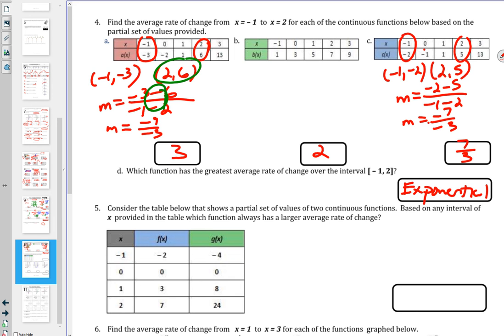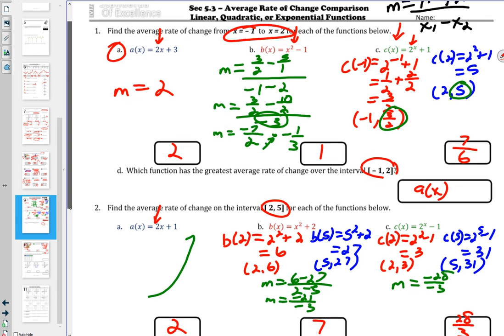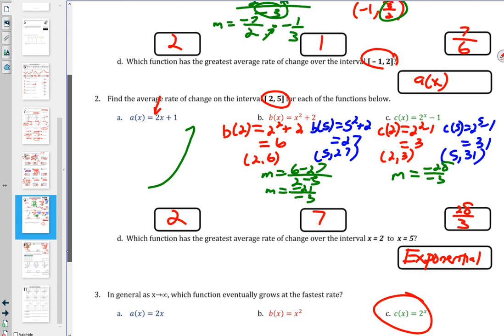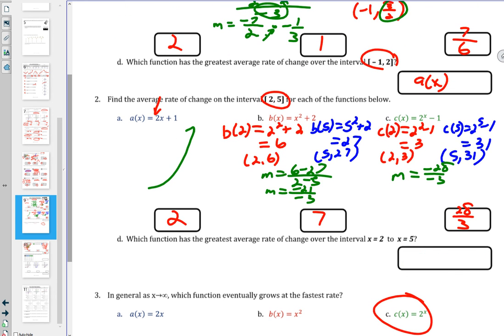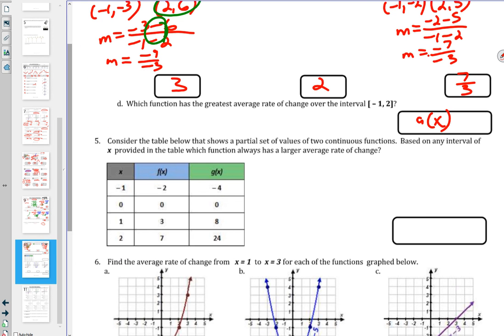You know what? On all of these, they probably wanted us to name it. So this one was named A of X. So I think that's why we should put A of X. Let me see, did the other ones have names? Yeah. This first one would have been A of X. There's a linear one, and on the other one, there was C of X.